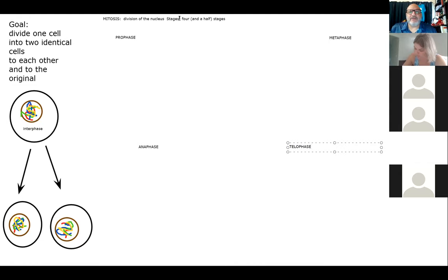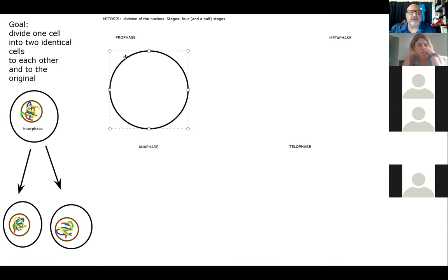Let's talk about what happens in each of these stages. And let's start first with prophase. So here is our cell in prophase.